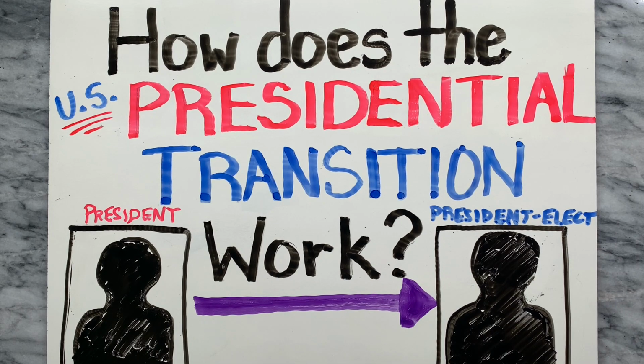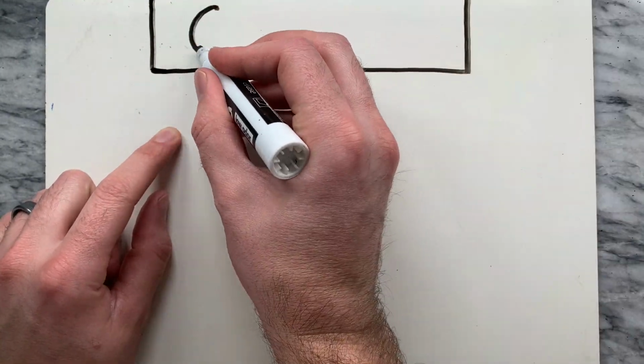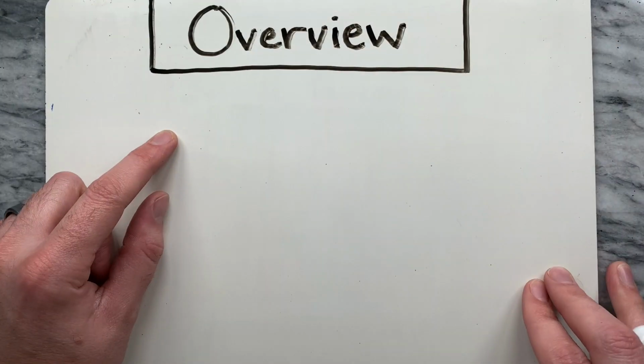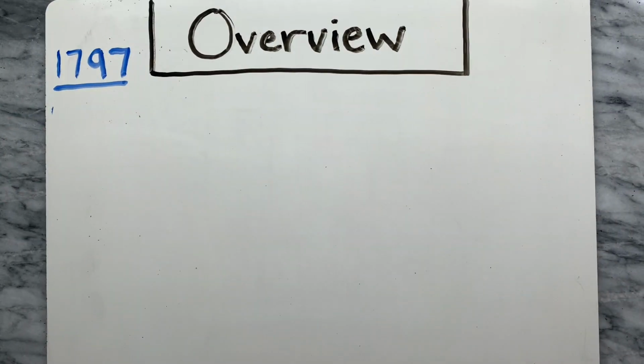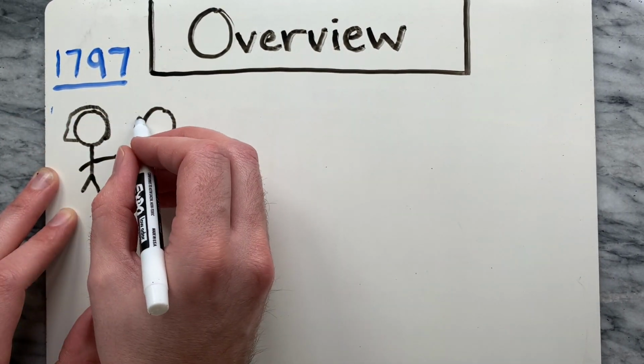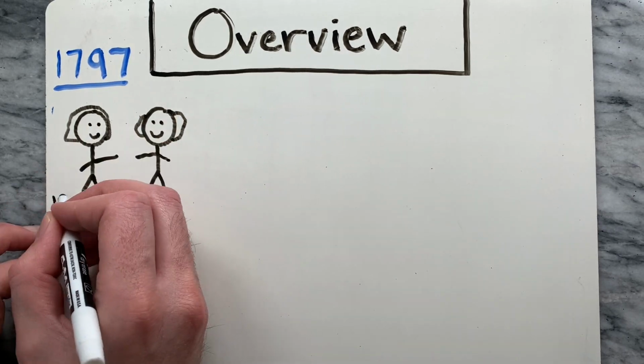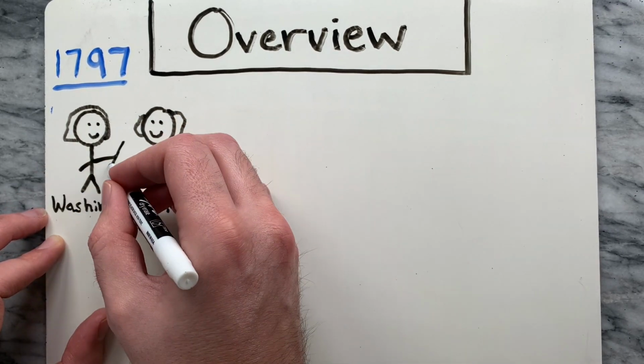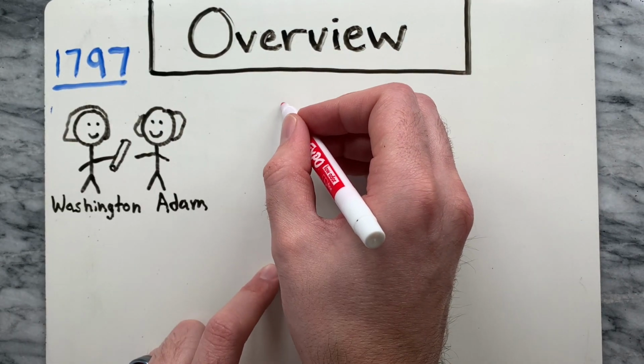Have you ever wondered, how does the United States presidential transition work? In this video, we'll dive into the process of transitioning from one president to the next. Presidential transitions have existed in one form or another since 1797, when George Washington handed over the presidency to John Adams. While many have gone smoothly, others have not been so great.